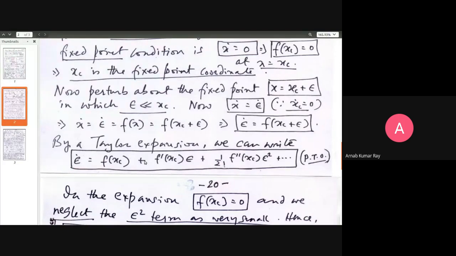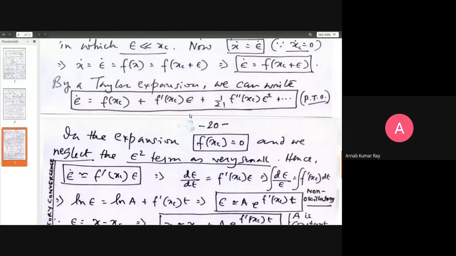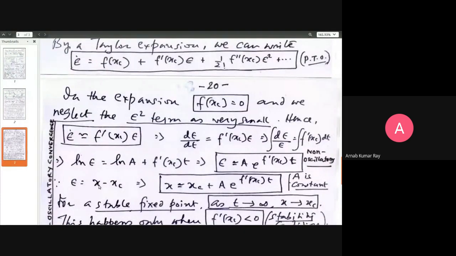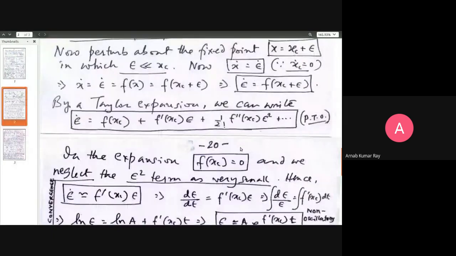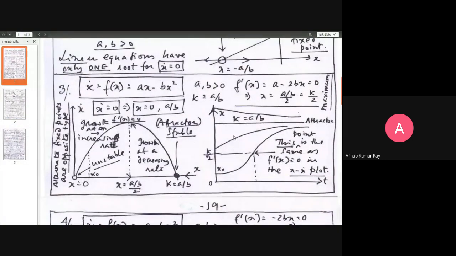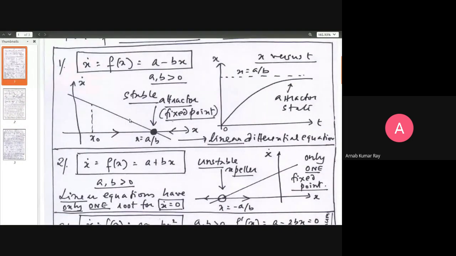That is fine. But whatever it is, to make epsilon go to 0, that is to say, to make x go to x c, you will need the passage of an infinite amount of time if the fixed point is a stable fixed point. In some of these problems, this is a stable fixed point. So from here to here, follow this point carefully. To go from x naught to x equal to a by b, it looks like a finite distance here, but it will take an infinite passage of time.